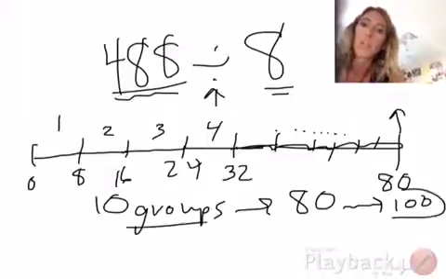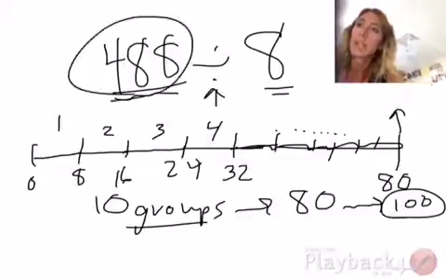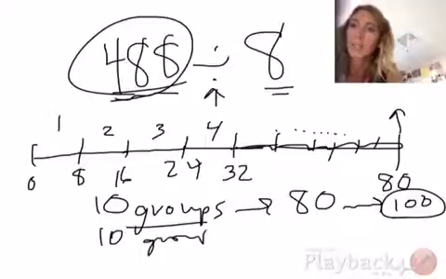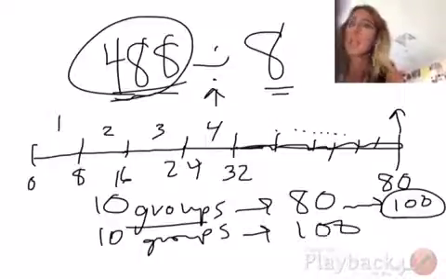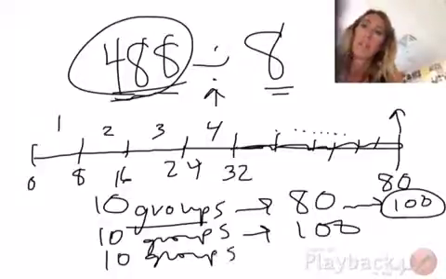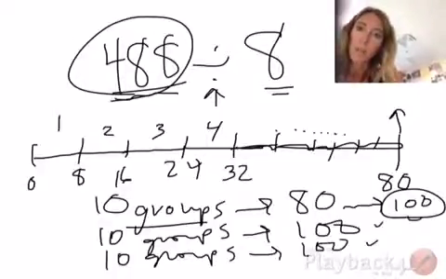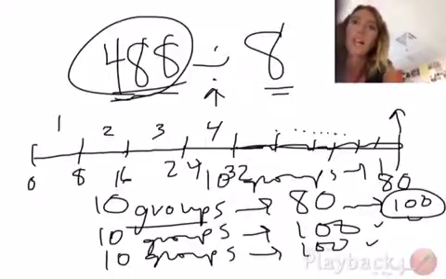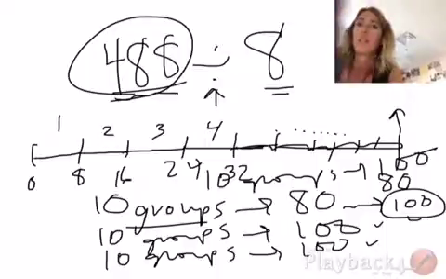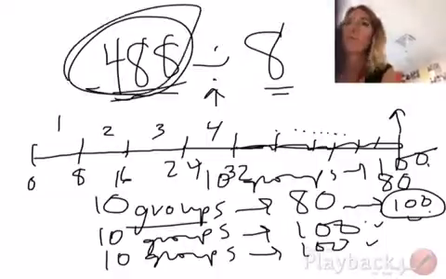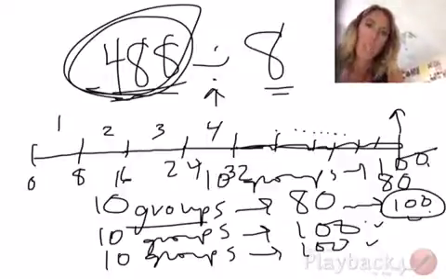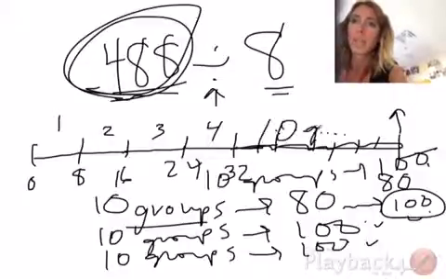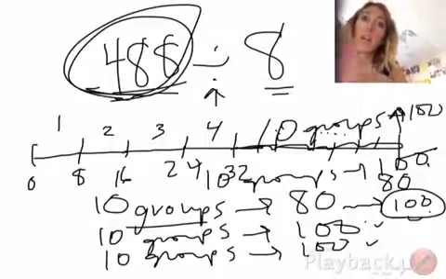So if we have 10 groups and almost 100, but we need to get to 488, we would need another 10 groups, because that would be another 100, and another 10 groups would be another 100. So now we're at 300, and then another 10 groups. That's another 100. So we're at 400. What do you think? Stick with 400, or is it closer to 500? It's kind of closer to 500. So let's go another 10 groups. And we're at another 500.